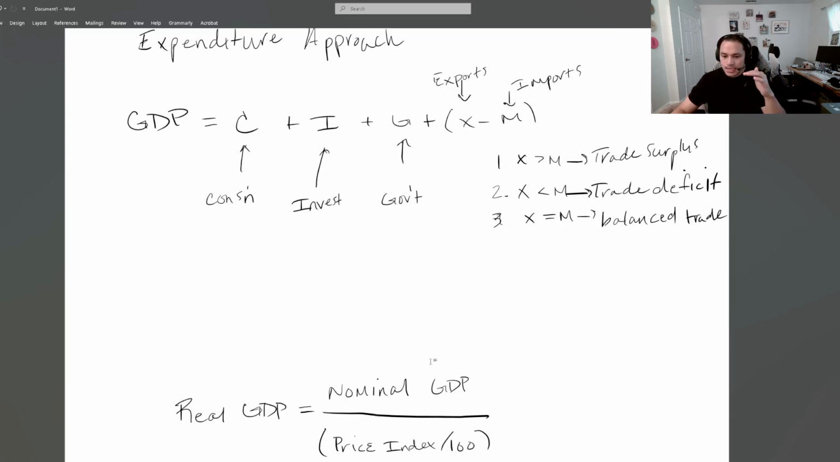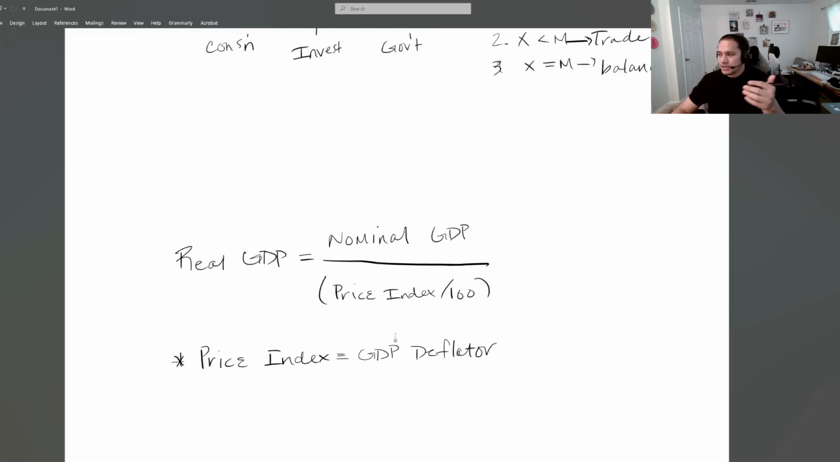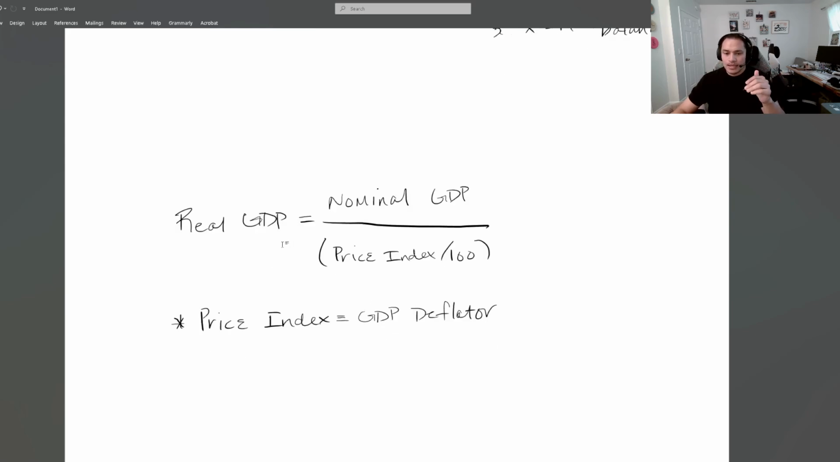Next, the second concept that I think tends to get people tripped up is calculating real GDP. Whenever we make this adjustment here for real GDP, all we're doing is adjusting for inflation.